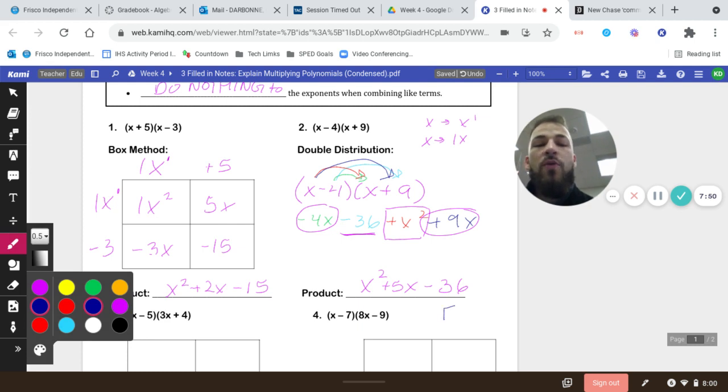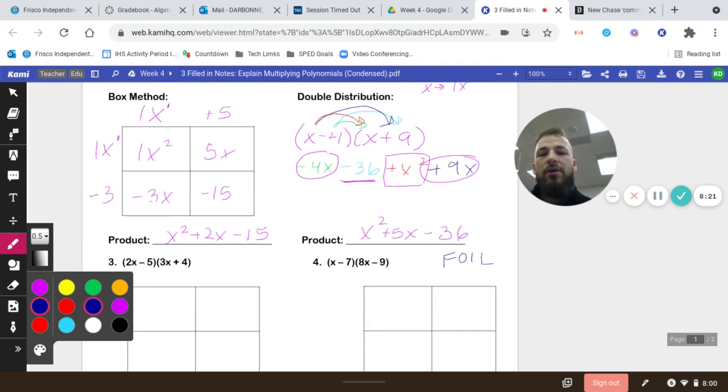Definitely as we move forward, you will see this called FOIL up in like Algebra 2, or if you moved up to pre-AP math, which just stands for first because we multiply by the first number in the parentheses, outside because we multiply the outside numbers in the parentheses, inside because we multiply the inside numbers, negative 4 and x, and last because we multiply the last numbers, negative 4 and 9. So FOIL is just a nice way to help you remember to do all of those different multiplications when you're doing double distribution. Okay.